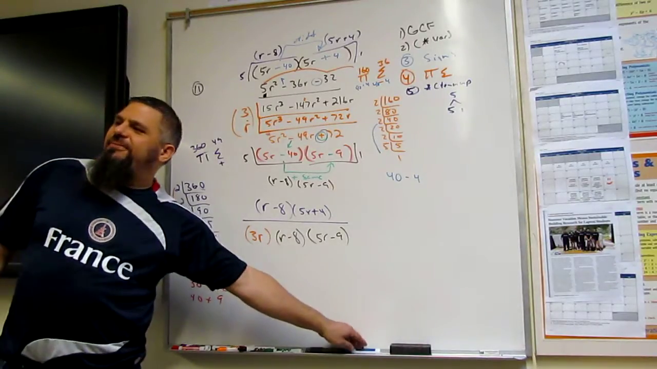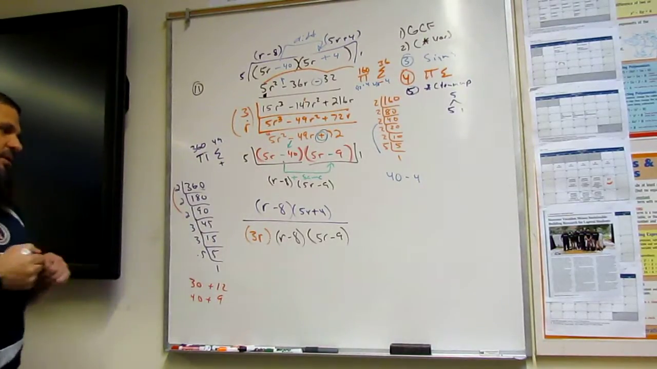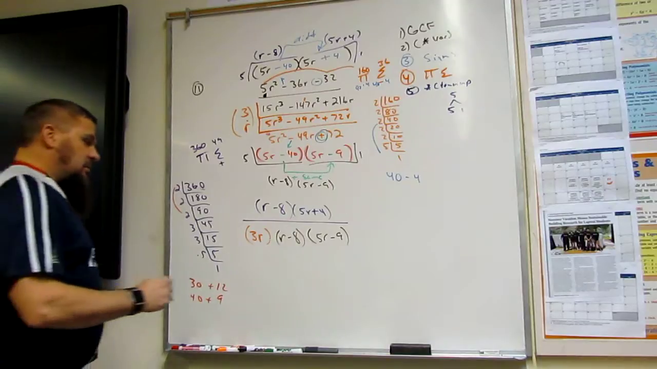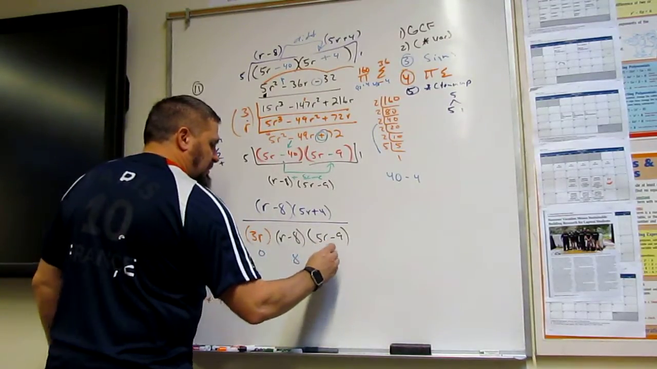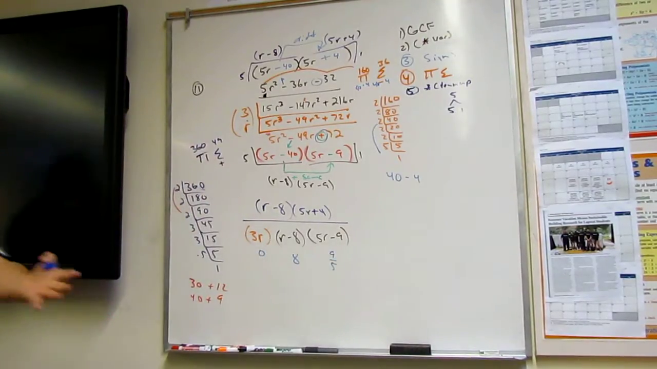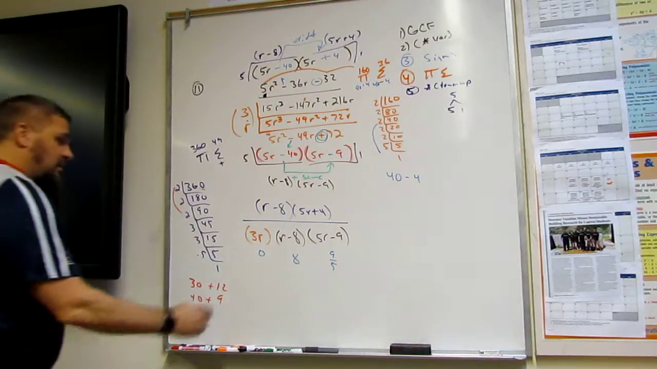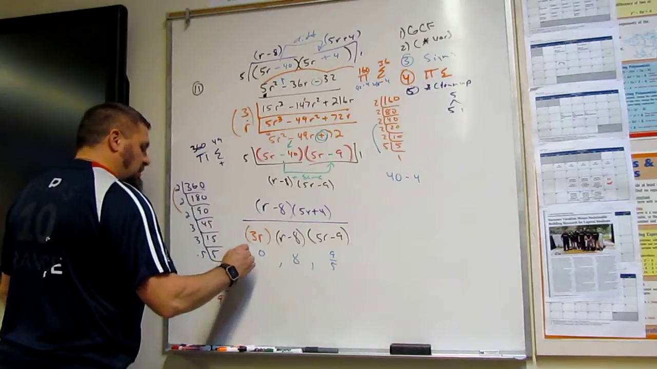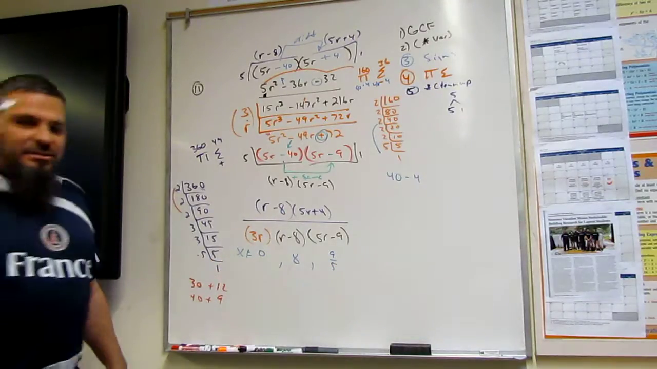Let's do the hard part first. What can x not be? Look how hard this is. 0, 8, and 9 over 5. What? Is it that easy? Yeah. Right? I just do it in my head.